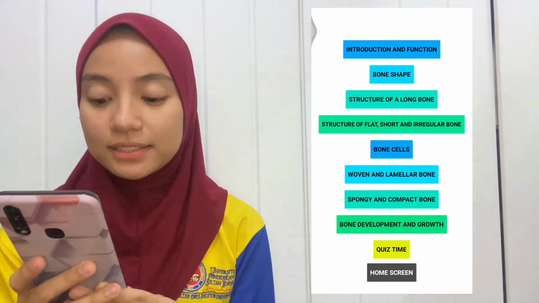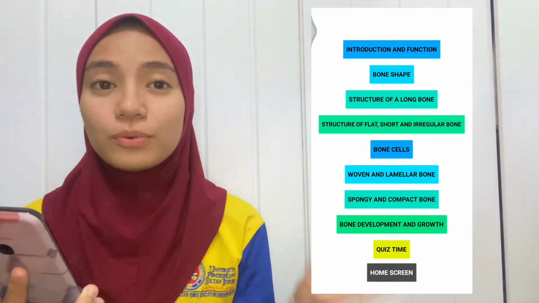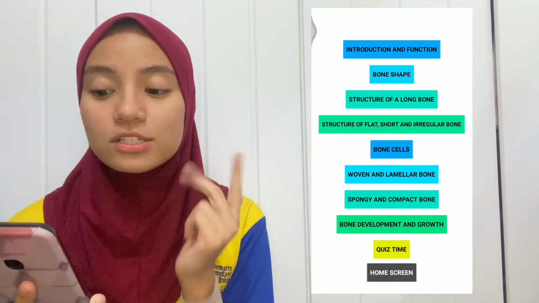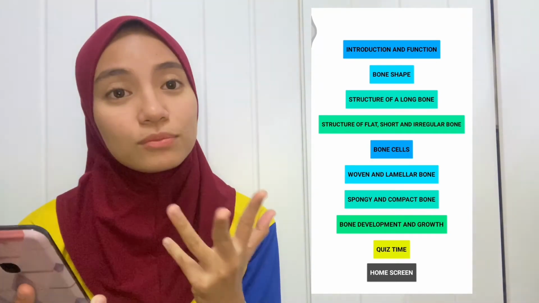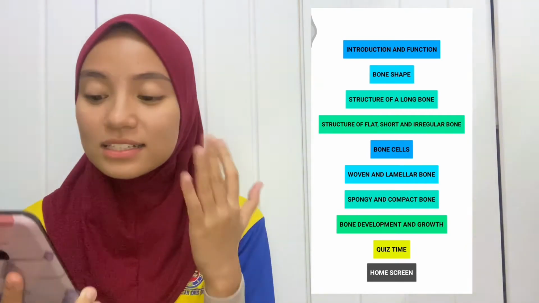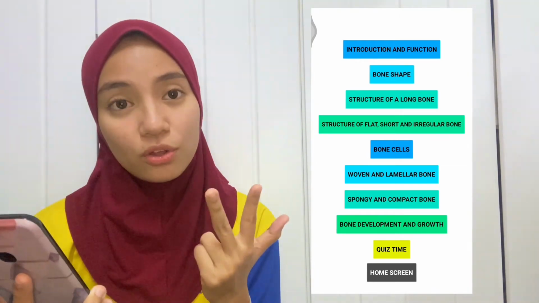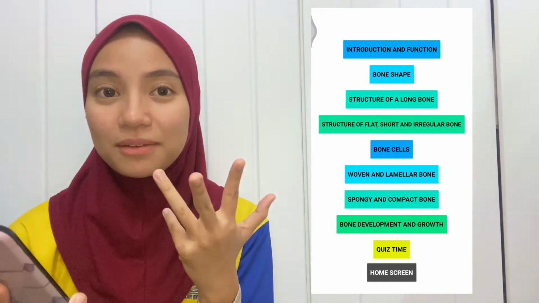We have the title and group members. The title is Bone Anatomy and Physiology. The group members are NURUL binti Ahmad, AMBROSSE BERAYAN, and lastly HANNANI SYAMIMI binti MOHAMAD YAZID. If we want to go to the next screen, we have to press the next button. So the content of Bone Anatomy and Physiology will come out. We have introduction and function, bone shape, structure of a long bone, structure of flat, short and irregular bone, bone cells, woven and lamellar bone, spongy and compact bone, bone development and growth, and lastly we have quiz time.